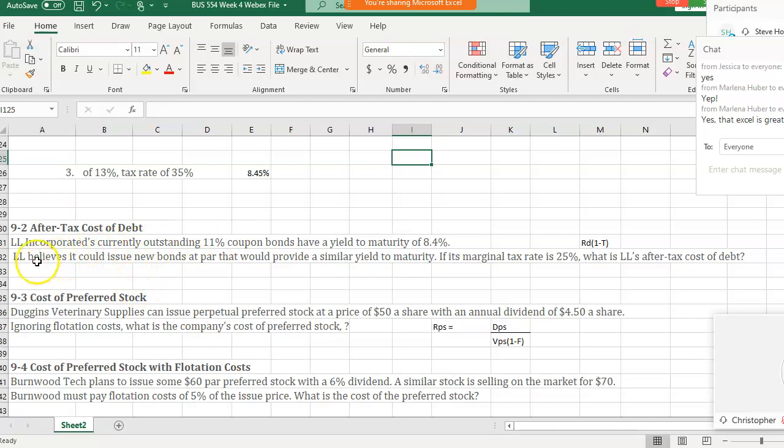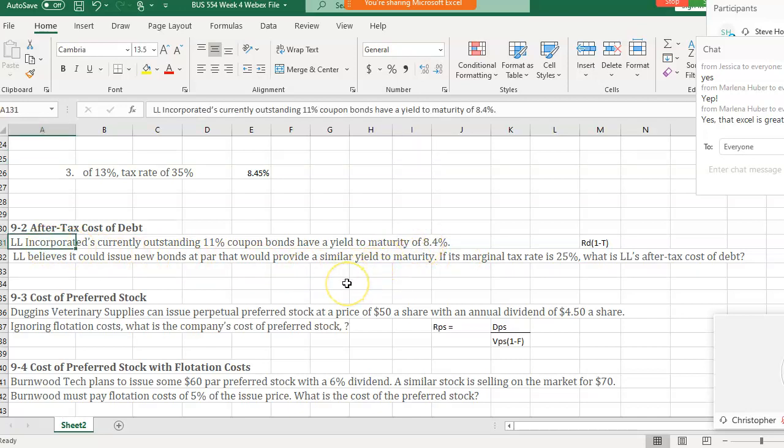Okay, then question 2 is almost the same question. It says LL Incorporated currently outstanding 11% coupon bonds have yield to maturity of 8.4. LL believes it could issue new bonds at par that would provide a similar yield to maturity. If its marginal tax rate is 25%, what is the after-tax cost of debt? So the concern with this one would be they gave me two interest rates. Which one do I use?